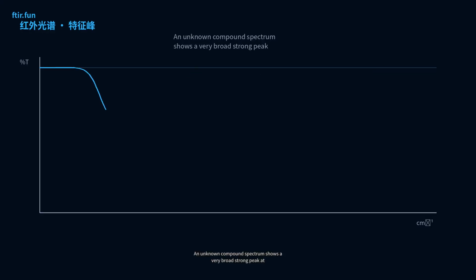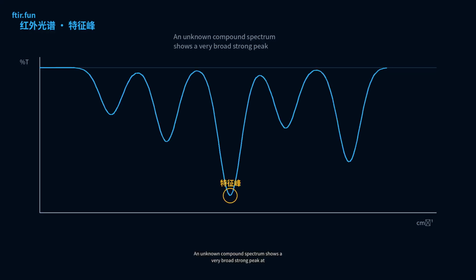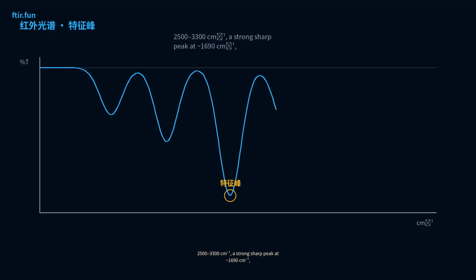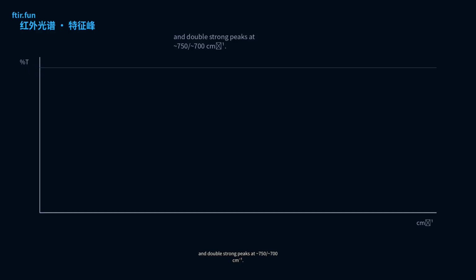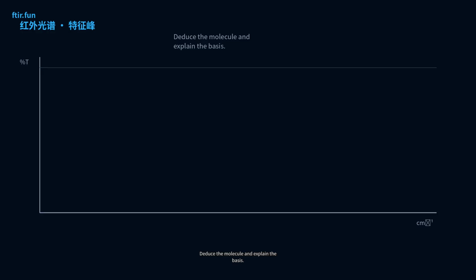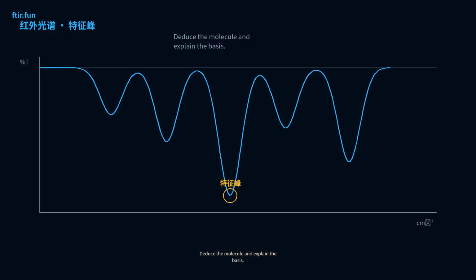An unknown compound spectrum shows a very broad strong peak at 2,500 to 3,300 centimeters inverse, a strong sharp peak at 1,690 centimeters inverse, and double strong peaks at about 750 and 700 centimeters inverse. Deduce the molecule and explain the basis.